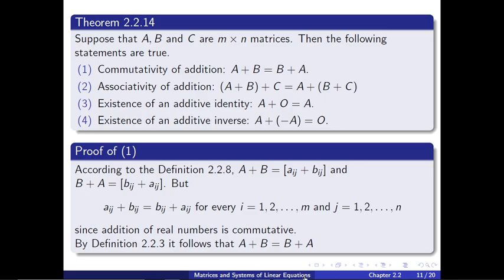We're going to continue with matrices and matrix algebra, and in this video we are going to talk about some properties of matrices in terms of addition and matrix multiplication. So we start off with the theorem, and this is theorem 2.2.14, and it says suppose A, B, and C are m by n matrices, then the following statements are true.